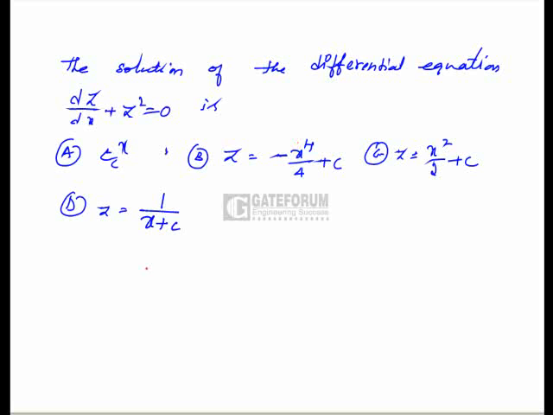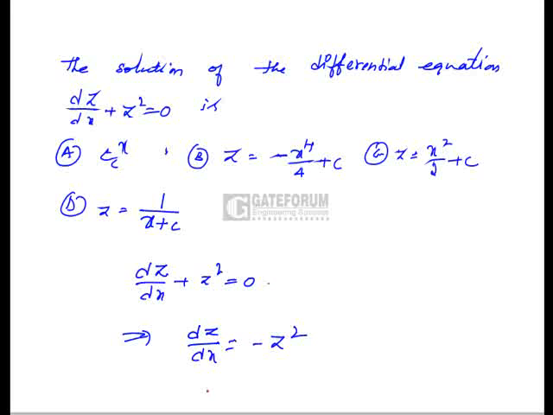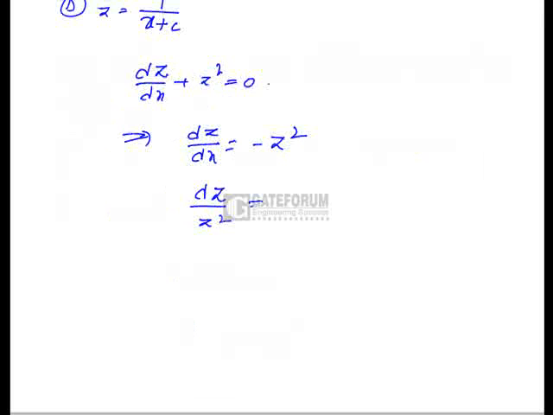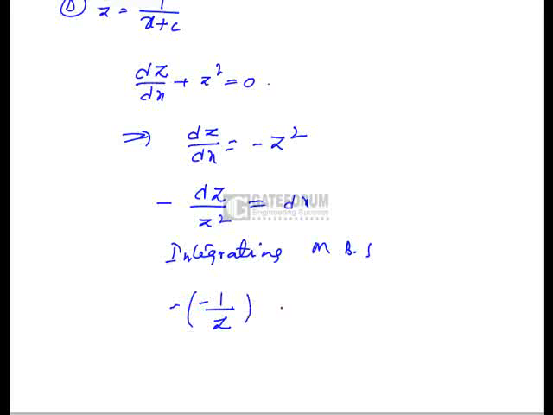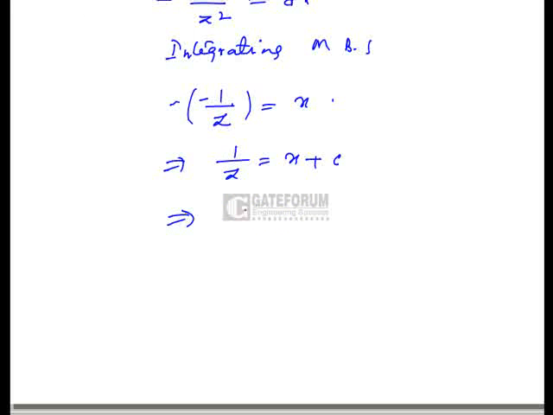The given differential equation is dz by dx plus z square is equal to 0, which can be written as dz by dx is equal to minus z square, which is dz by z square is equal to minus dx. Now, in order to find the solution, we have to integrate. So, integrating on both sides, integration of 1 by z square is nothing but minus 1 by z, which is equal to minus integration of dx, which is nothing but minus x, which implies 1 by z is equal to x plus constant c, integration constant. That implies z is equal to 1 by x plus c. That is option D.